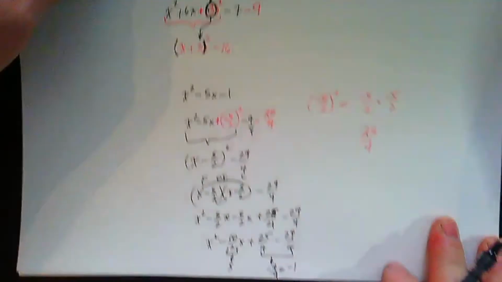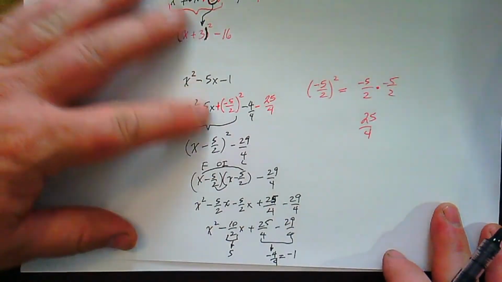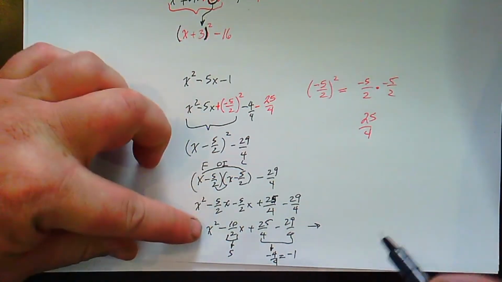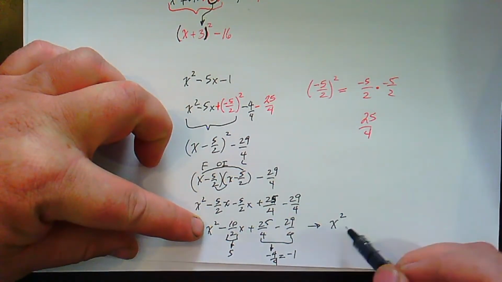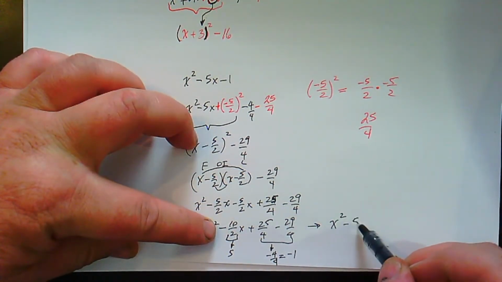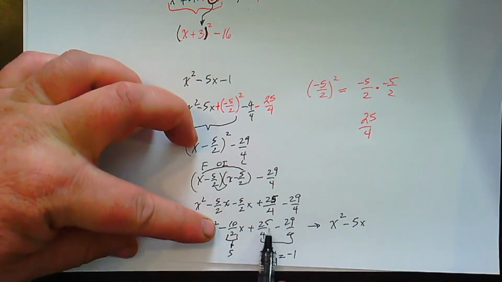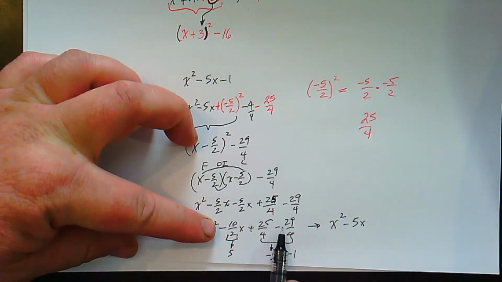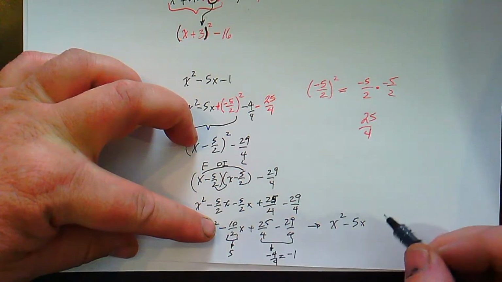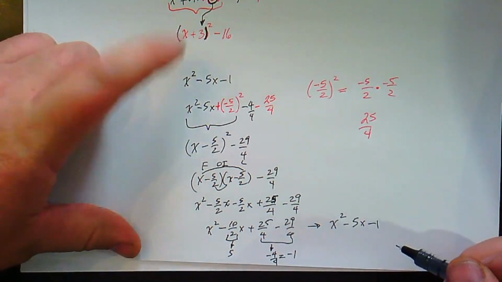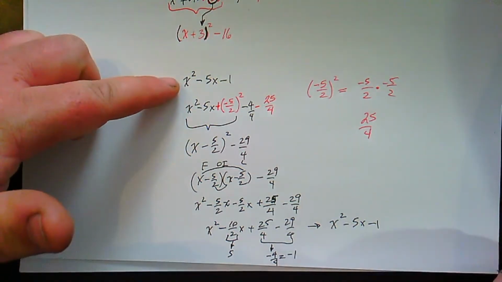Oh, here, hold on, let me move my paper. I'm sorry. I didn't know you couldn't see that. So look, here's what we got. This is x squared. It stays the same, no problem. This is going to be a minus 5x because 10 over 2 reduces. And 25 minus 29 is negative 4. Negative 4 divided by 4, minus 1. Same exact thing. We're good to go.